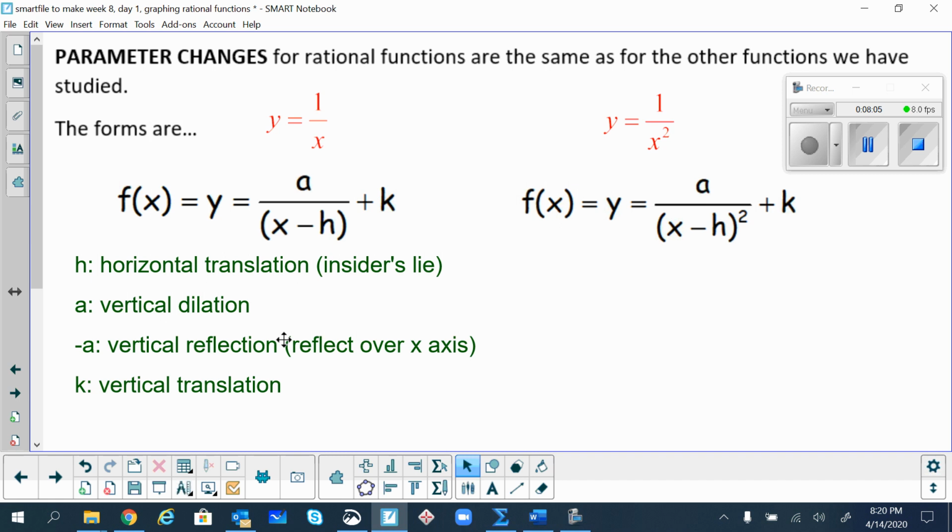As with the other functions that we studied, the h is a horizontal translation. And remember, insiders lie. So it's x minus h. So this sign will actually be the opposite of what you think. A is the vertical dilation factor, and a negative a represents a vertical reflection, which is when you reflect over the x-axis. The k is the vertical translation, up and down.